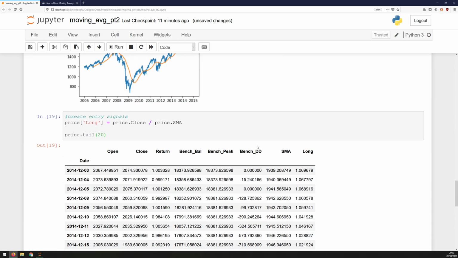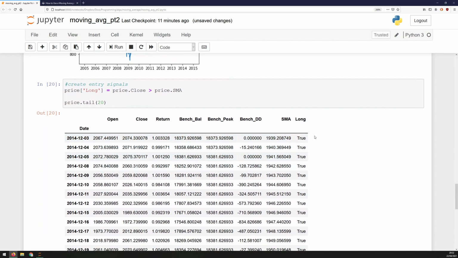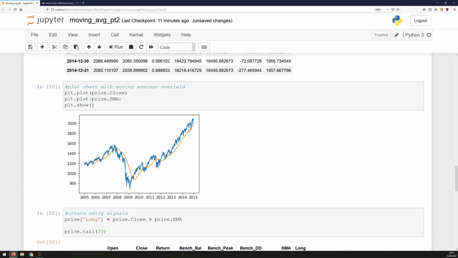And see, oh, I've not done that right at all. That's not supposed to say divide, that's meant to be greater than. Quoting and speaking at the same time. So let's try that again. Okay, so now I'm actually getting Boolean values here. I'm getting either a true or a false. And the true value is whenever the price is above the moving average.